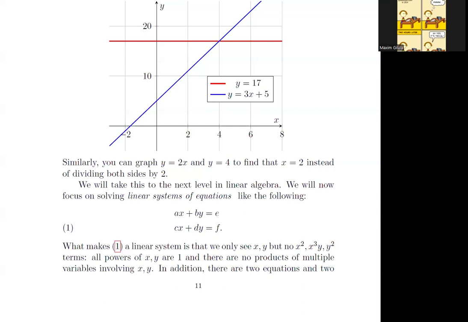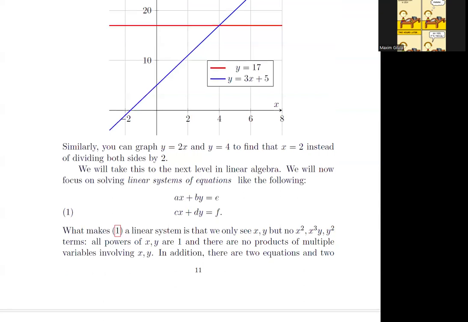And similarly, you could graph y is 2x and y is 4 to solve 2x equals 4. You'll see two lines intersecting at x equals 2. In general, a linear system looks like 1 here: ax plus by equals e, cx plus dy equals f, where a, b, c, d, e, f are known and x and y are unknown.